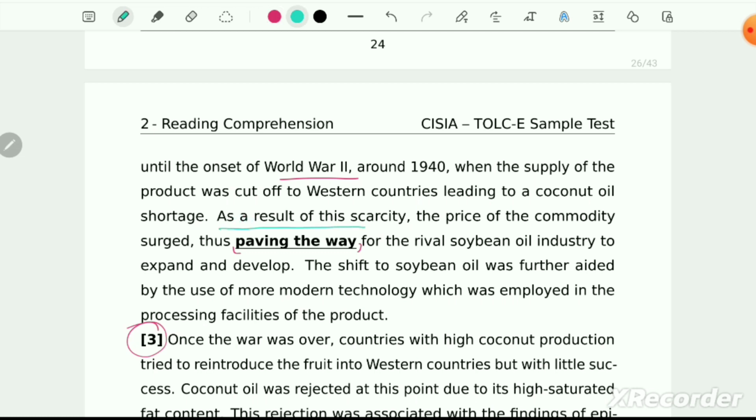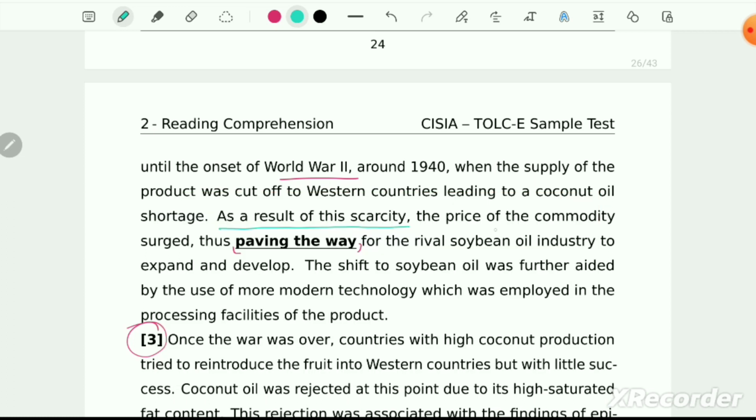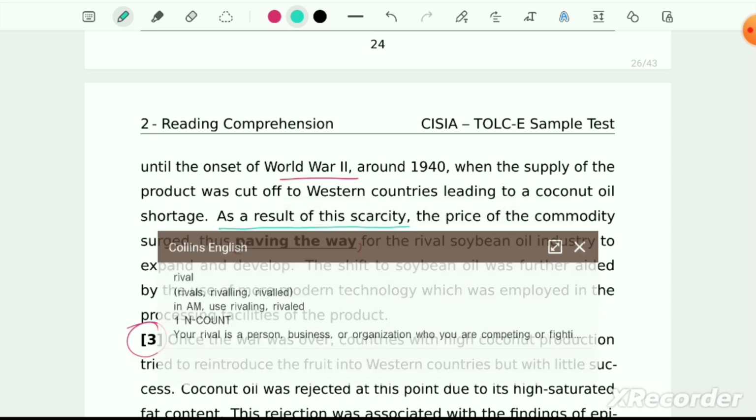As a result of this scarcity, so scarcity means something lacking. Let's find out a proper answer. If there is a scarcity of something, there is not enough of it for the people who need it or want it. The price of the commodity surged. Surged means increased very quickly, thus paving the way for the rival soybean oil industry to expand and develop. So what is rival? Rival means, we know it is very simple.